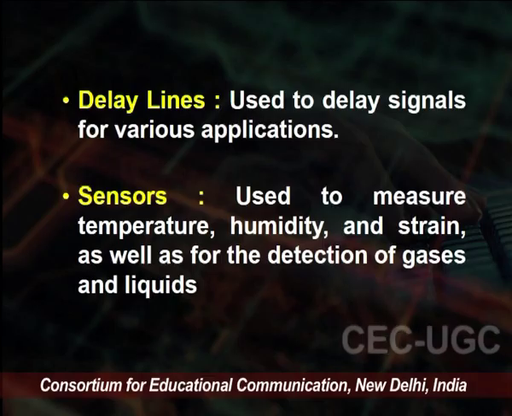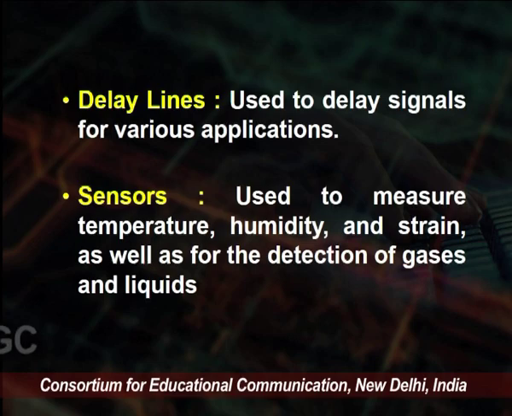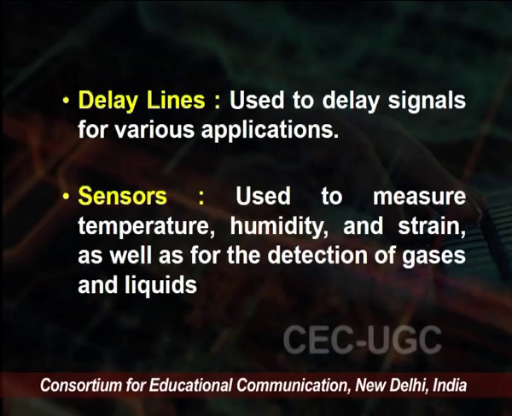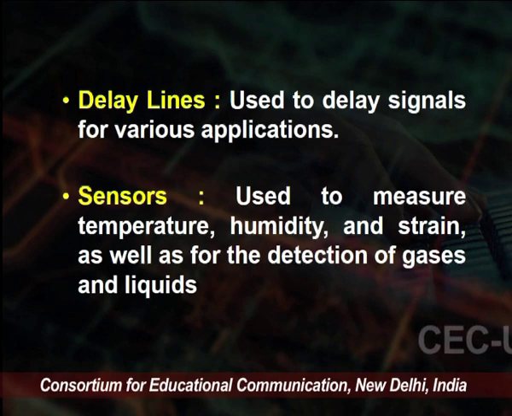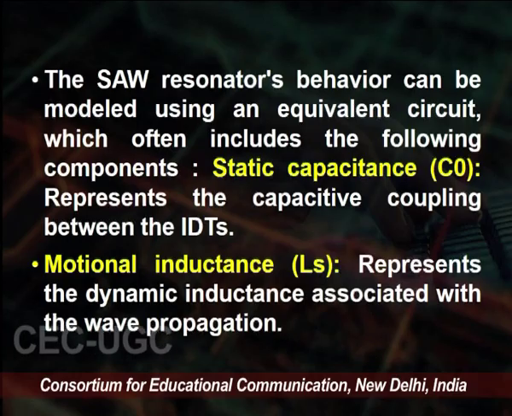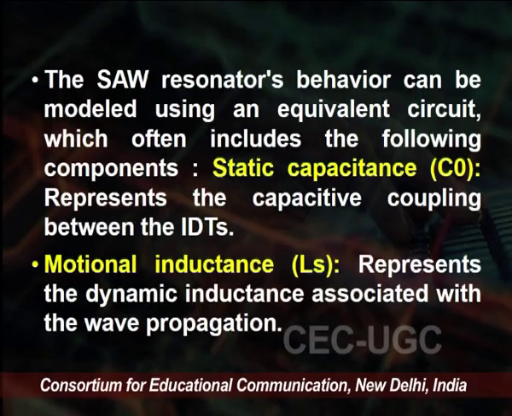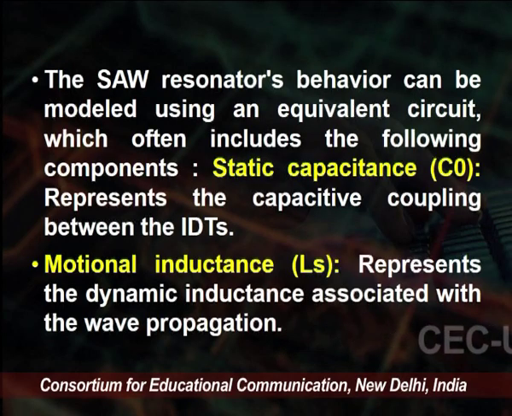Another is delay lines, used to delay signals for various applications. Then for sensing, they are used to measure temperature, humidity and strain, as well as for the detection of gases and liquids by using this SAW resonator. Its behavior can be modeled using an equivalent circuit, which often includes the following components.